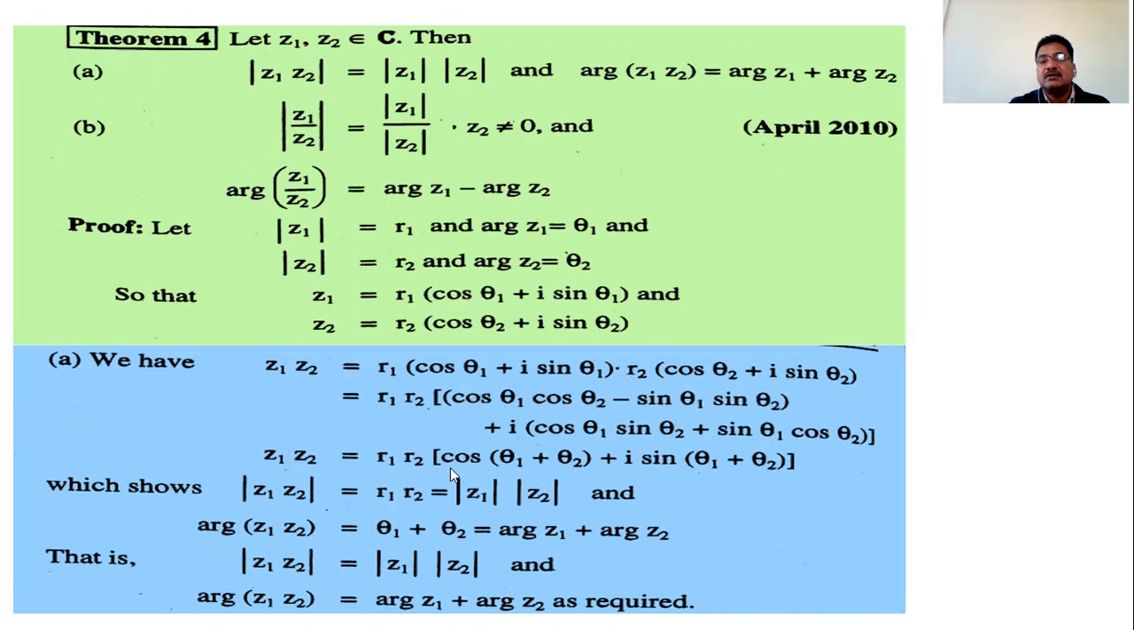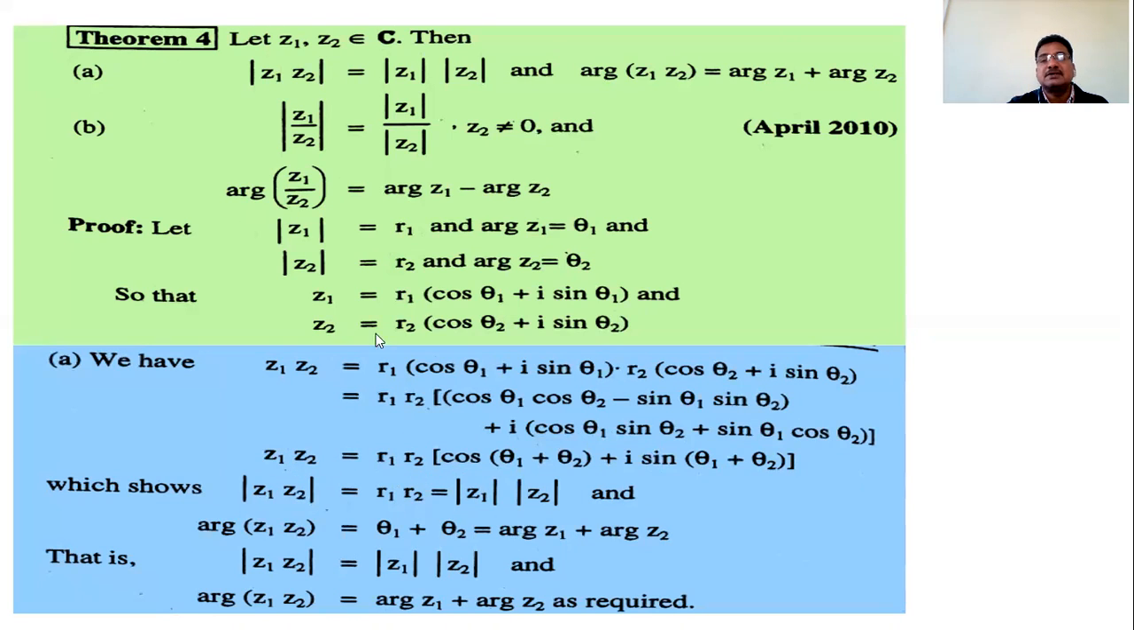minus sin theta1 sin theta2, which is cos of theta1 plus theta2, because we know that cos a plus b is what? Cos a cos b minus sin a sin b. And this is the expansion of sin theta1 plus theta2, because what is sin a plus b? Sin a cos b plus cos a sin b. This is the expansion of sin theta1 plus theta2. So this indicates that modulus of z1 into z2 is r1 into r2, because we have this z1 into z2 in the polar form.